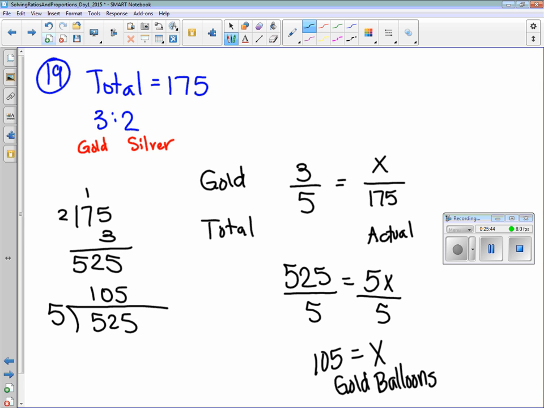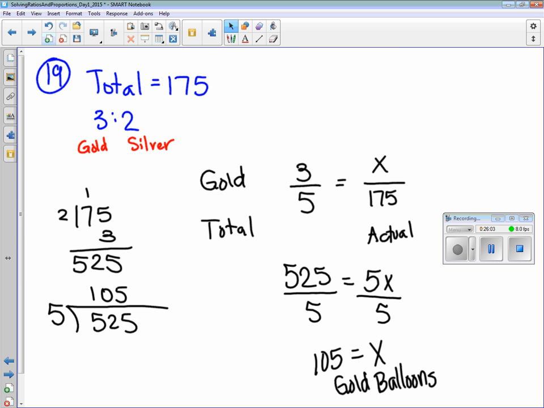So this one was a little bit different in terms of the way that the ratio was given to us. Do you agree with that? Number 20 is even different. It's even more different. 21 is exactly like the one we just did. But I want you to look at question 20. I'm going to pause the recording for a minute.